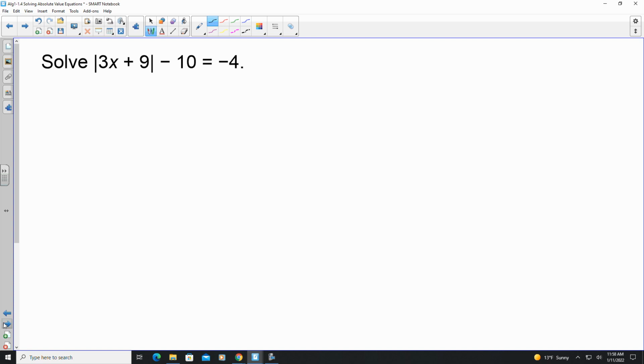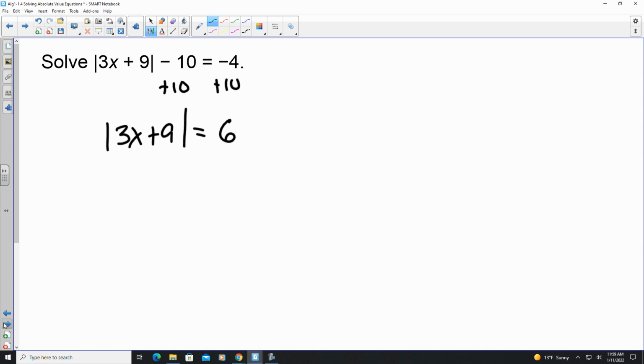Here in this one, I have the absolute value of 3x plus 9, and then outside of the absolute value, -10 is equal to -4. So at this moment, our expression on the absolute value side is not quite isolated, so I have to take care of that. That means I have to add 10 to both sides. Now I have the absolute value of 3x plus 9 is equal to 6.